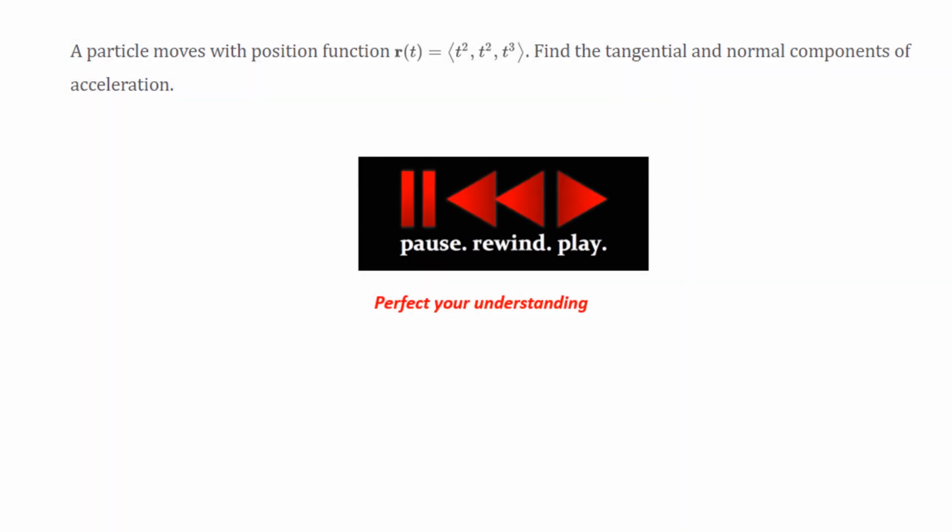And let's use it right now. Here's a problem. A particle moves with position ⟨t², t³⟩. Those are pointing brackets. Find the tangential and normal components of the acceleration. You know what to do. Let's see how you did.